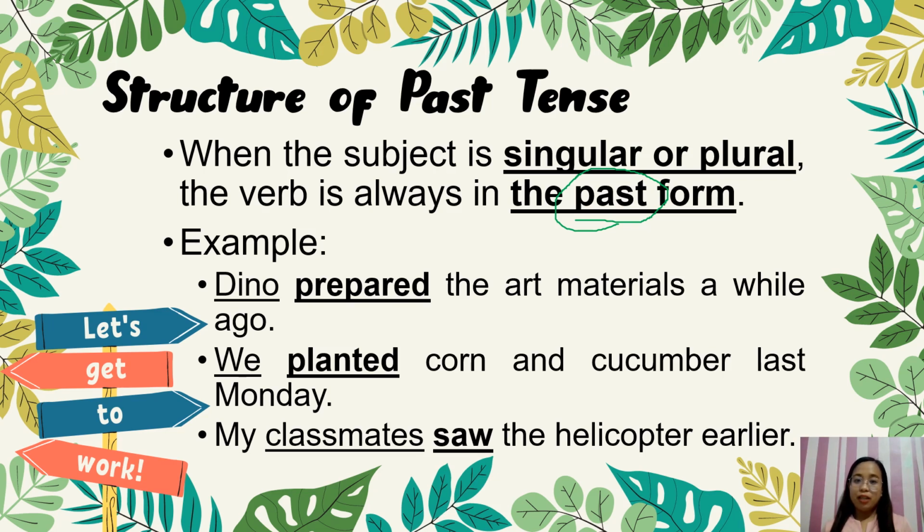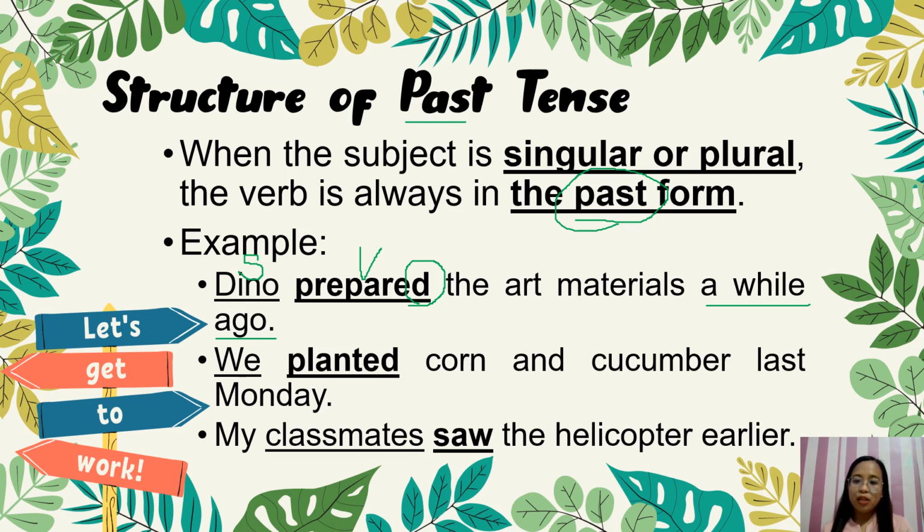Okay, what's the subject here? Okay, the subject is Dino and the verb is prepared. Okay, notice class, yung verb natin is nasa past form siya. We add the word D. So, tapos na. And notice the expressions of time here, a while ago. Ibig sabihin, kani-kanina lang. So, ibig sabihin, tapos na. Tapos nang i-prepare ni Dino yung art materials. So, kaya siya nasa past tense. Alright? Let's have one more.